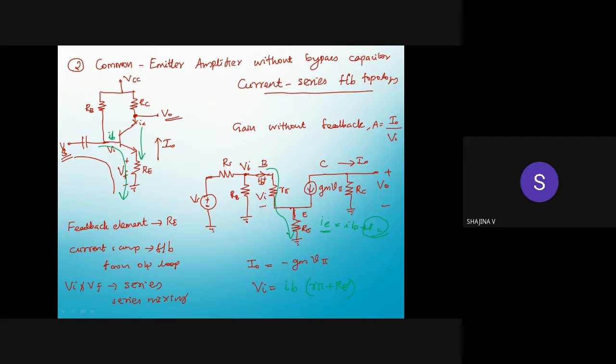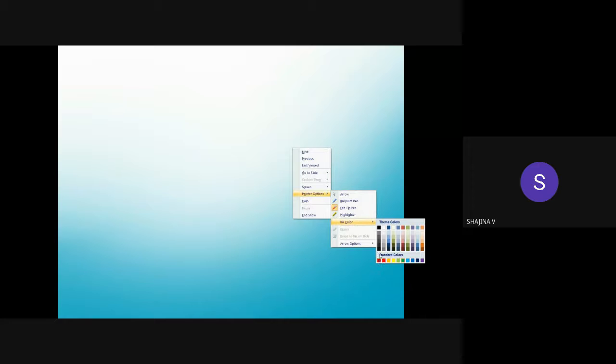When I naught is equal to minus Gm into V pi, this current, and Vi is equal to Ib into R pi plus Re. Okay, so by using this equation, I can write the expression for gain, that is gain without feedback. A is equal to what? I naught divided by Vi. I naught I got as minus Gm into V pi, and Vi is equal to IB into R pi plus RE.